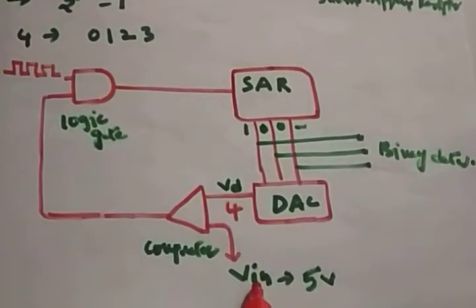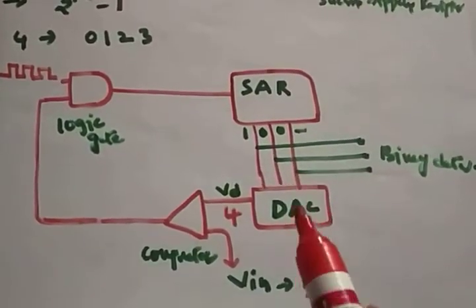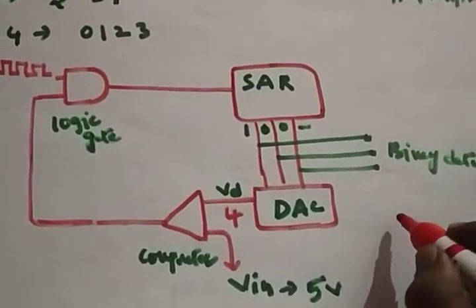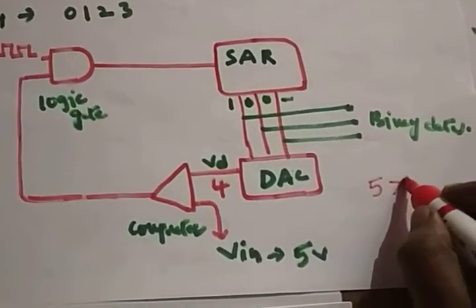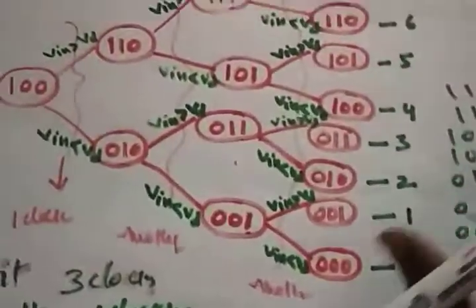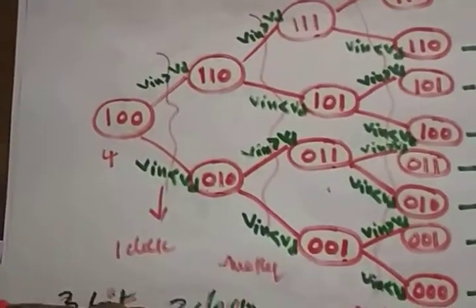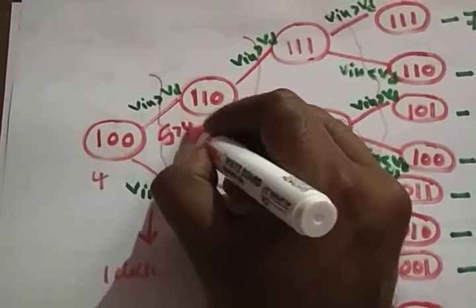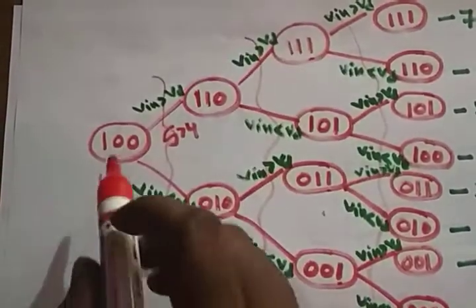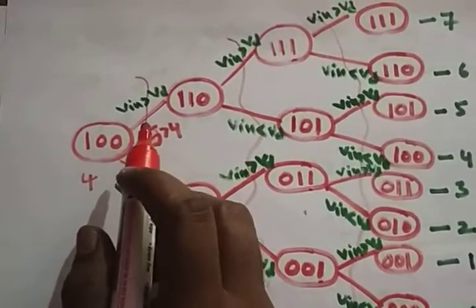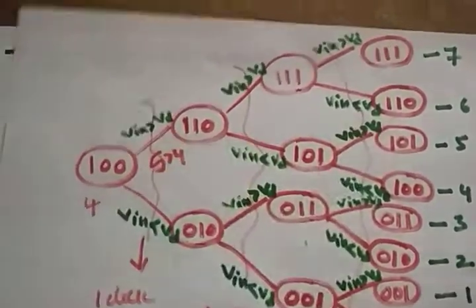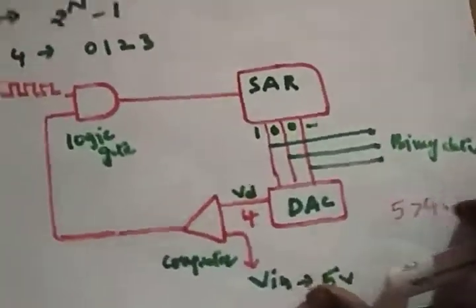You will check whether Vin is greater than VD. Yes, Vin is 5, which is greater than 4. Is it true? Yes. If Vin is greater than VD, that means 5 is greater than 4, so what should you do? You should set the next bit. I'll explain with this here itself.